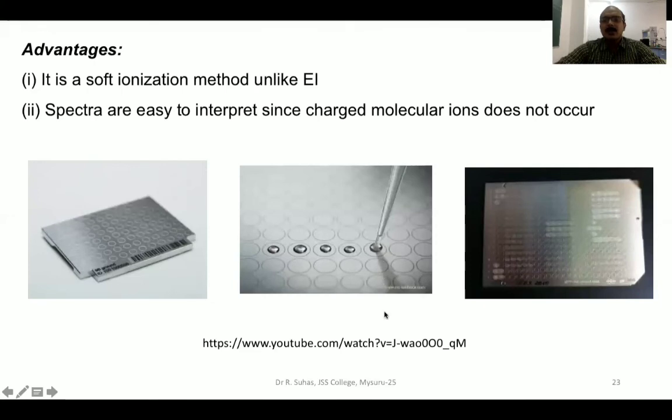Now I'm going to show you a video, and in the next module we will learn about different analyzers. So we first introduced the sample into the inlet system, and then we ionized. The second component is the ionization chamber, and in ionization we use different techniques: EI, CI, DI. Under DI we have FAB and MALDI. Now we will watch a video, and then we will meet you in the next class. Thank you very much.